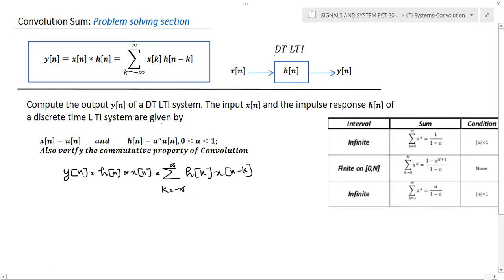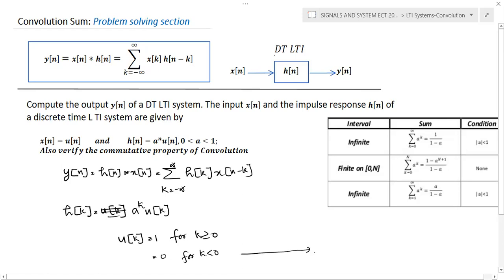So we need to verify whether we are getting the same result. Here we require h of k. h of n is a raised to n into u of n, so we can write h of k as a raised to k into u of k. Here again u of k is 1 for k greater than or equal to 0 and 0 for k less than 0. So if you draw the waveform, it will be like this.